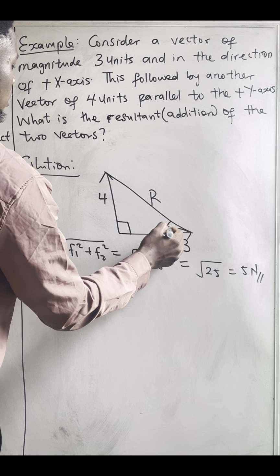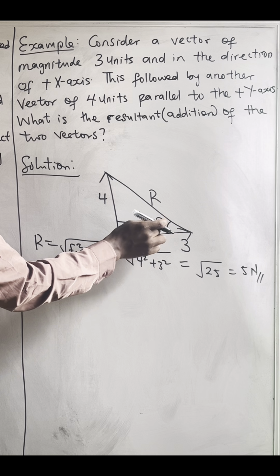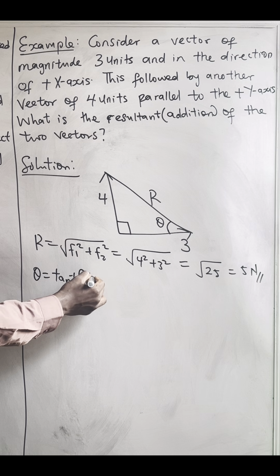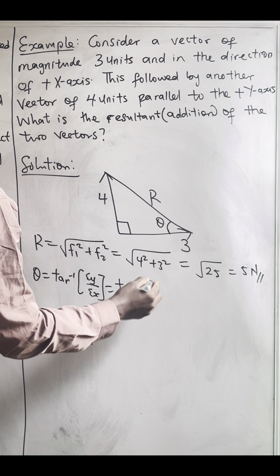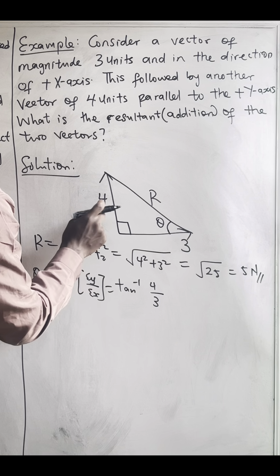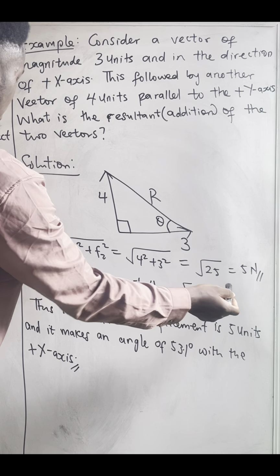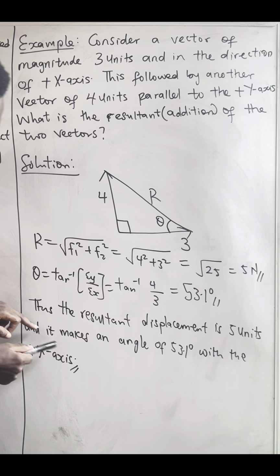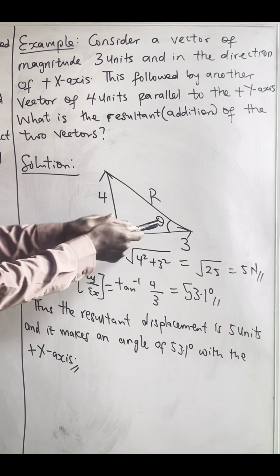I'm going to represent this as angle theta, the angle to the horizontal. So my theta will just equal tan inverse of summation y over summation x. That's tan inverse of y, that is 4, and x, that is 3. Don't forget, this is the x, this is the y. And this gives us 53.1 degree. Thus, the resultant displacement is 5 units, and it makes an angle of 53.1 degree with the plus x-axis. You know that this theta is to the plus x-axis.